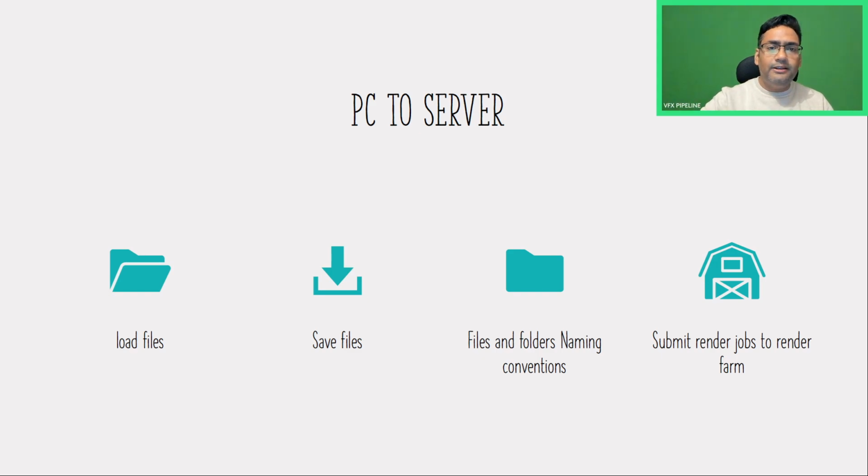Now PC to server. Let's say you are an artist and you are communicating to the server. On a daily basis as an artist, you are loading files from the server, saving files to the server, following your file and folder naming conventions, and submitting render jobs to the farm. These are a few examples I'm giving you; it's not the full story here, but just ask yourself: what is your process in your studio? How are you loading files from the server? How are you saving files to the server?